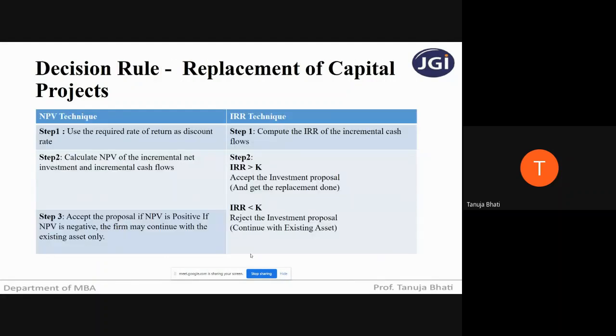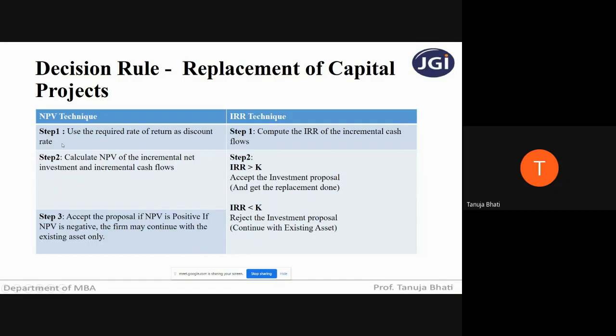Now, how are you going to make a decision rule? Decision means, again I'm telling you, whether you should go in for the replacement or whether you should continue with the old machinery. How are you going to make a decision? There are two techniques. One is NPV technique and one is IRR technique. You can use any technique whichever you are comfortable. Okay. So in NPV technique, first step, you have to use the required rate of return as discount rate.